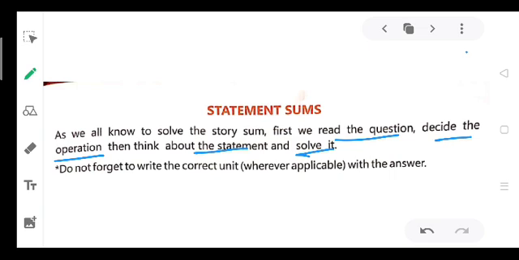And when you solve it, then the last step is, do not forget to write the correct unit whenever applicable with the answer. Suppose the question is related to money. So at the end, you have to write the answer with the full statement, and if it is money, you will use the symbol of rupee. If it is a measurement sum, meters are given, you should write meter with your answer. If it is centimeter, like that. Clear, students?